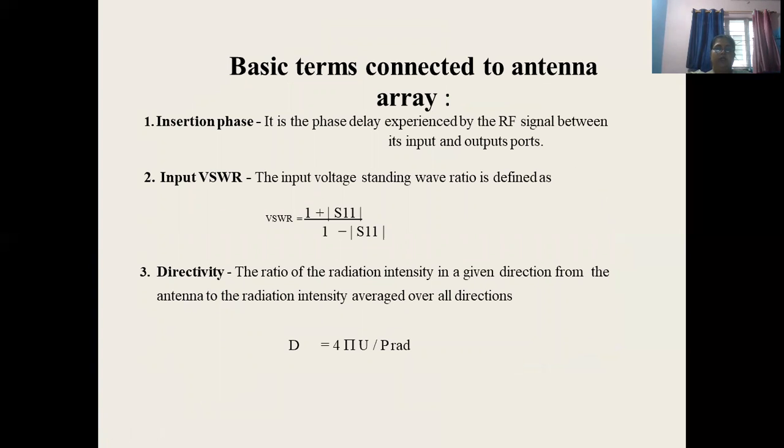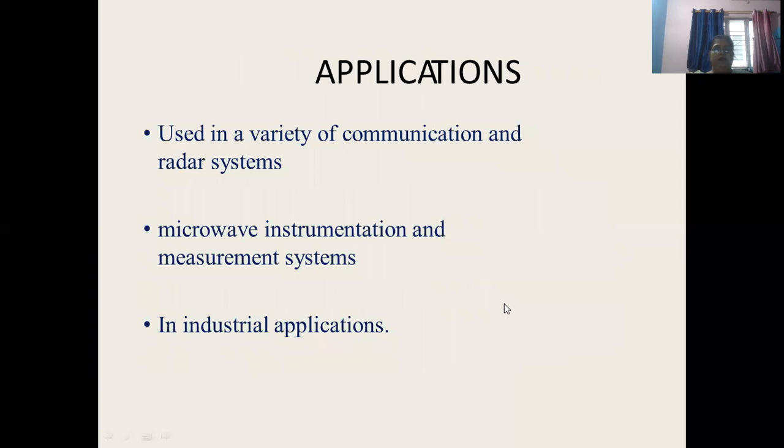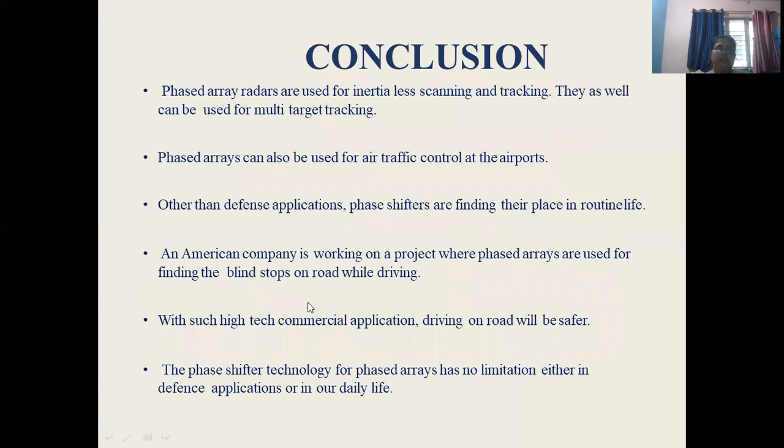Basic terms connected to antenna arrays. Insertion phase is the phase delay experienced by the RF signal between its input and output ports. Input VSWR, the input voltage standing wave ratio, is defined as (1 plus S11) upon (1 minus S11). Directivity is the ratio of the radiation intensity in a given direction from the antenna to the radiation intensity averaged over all directions. Applications: used in a variety of communication and radar systems, microwave instrumentation and measurement systems, and in industrial applications.